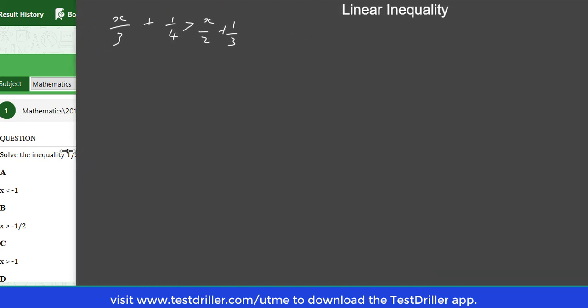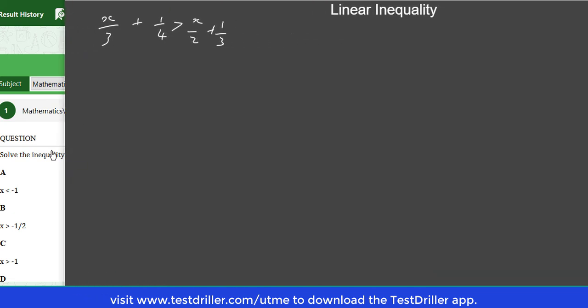So let's take a look at how to go about it. In this case, the first thing we do is look for the LCM. So what's the lowest common multiple? Since we have 3, 3 will be part of the LCM. Then we have 4 and 2. Since 2 can go in 4, just focus on the 4. Multiply by 3 and that gives you 12. Now, what this implies is you're going to multiply each of these terms by 12.